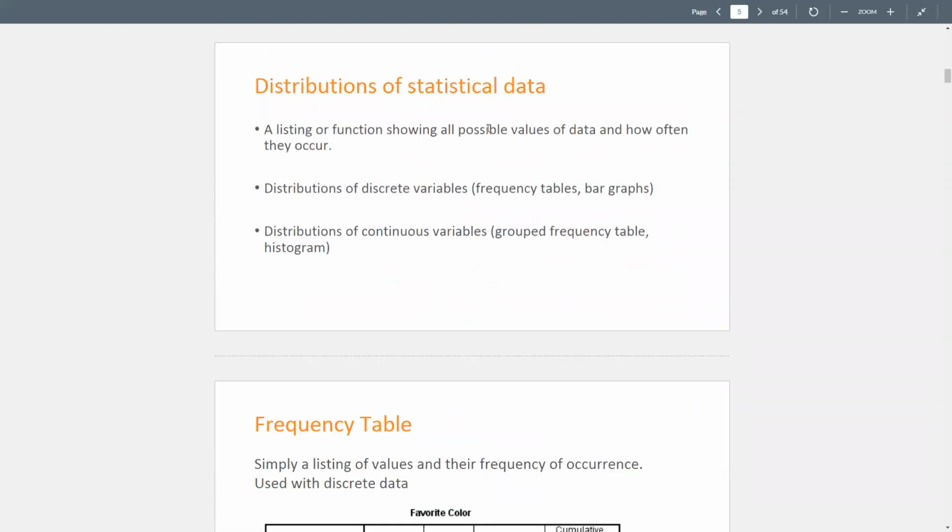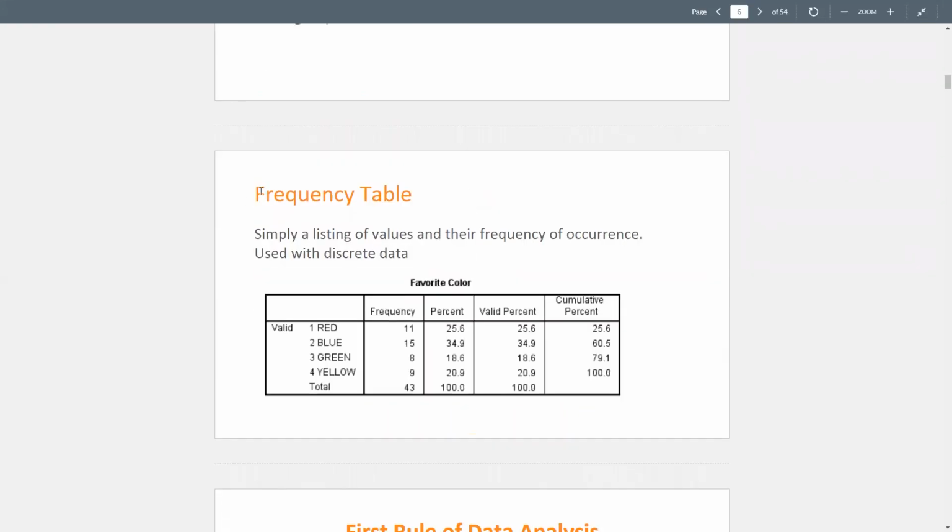We're also going to talk a little bit about distributions of statistical data. How do we describe the data that we have? If we have a discrete variable, or a variable that takes on only certain categories, we might use a frequency table or a bar chart. If we have a variable that's continuous, so it takes on a range of values, then we would want to use a different way of describing them. A very common technique of describing data is just a frequency table. You'll hear people talk about running frequencies on their variables. They're talking about doing a frequency table.